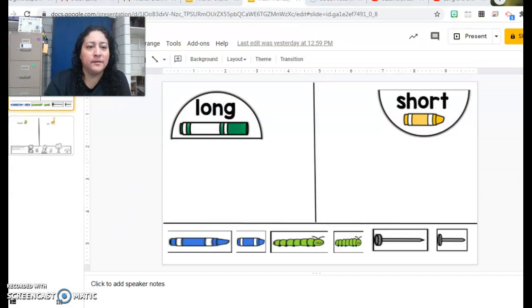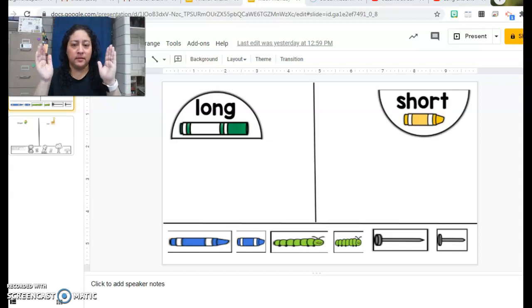Okay, so that was the video that I wanted you to watch. It's a little bit silly, but it helps explain tall and short. So now we're going to talk about your homework. You're going to have 2 pages that you need to do, 2 Google Slides. The first one is going to talk about long and short. That's when it's from end to end, so we're looking at its length.